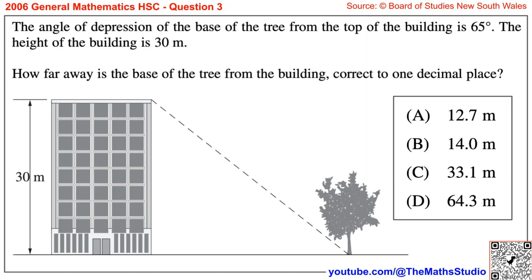Question 3. The angle of depression of the base of the tree from the top of the building is 65 degrees. The height of the building is 30 meters. How far away is the base of the tree from the building, correct to 1 decimal place?